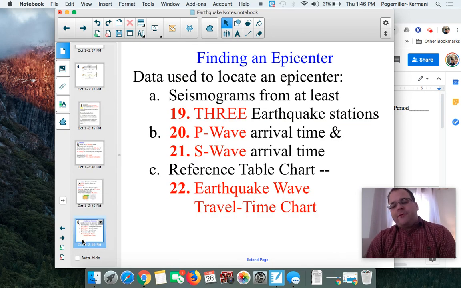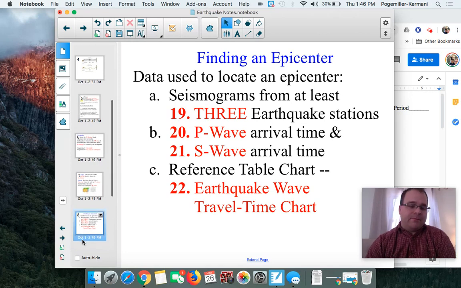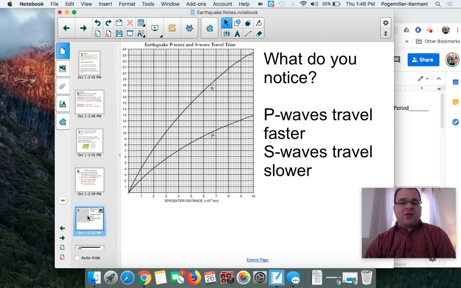Okay, so how do you find the epicenter, the point on Earth's surface above where the earthquake originated? Well, the most important thing is you need seismograms from 3 different seismograph locations. Then you need a P wave arrival time and S wave arrival time at all 3 stations, and you need a little reference table chart called the earthquake wave travel time chart. So this is what the chart looks like.